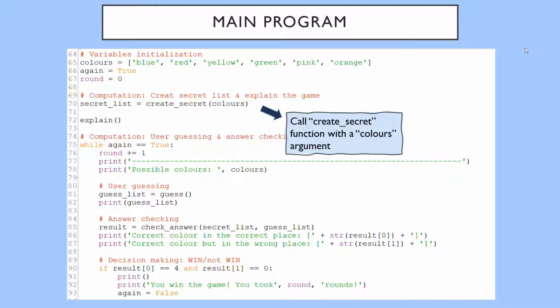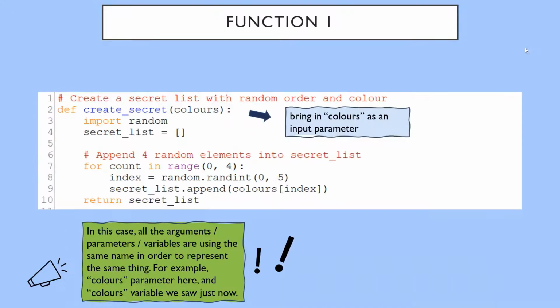After variable initialization, we call the create secret function. We bring in colors as an argument. This function is to create a secret list with random order and color. So we bring in colors as an input parameter. In this case, the color parameter here and the colors variable we saw just now use the same name in order to ease me to recognize what it is.